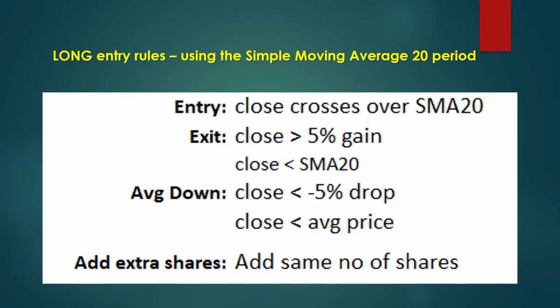We keep pairing that strategy with the second strategy, which demonstrates an entry when the closing price crosses over the simple moving average 20. We exit when the price gains at least 5% and the close breaks down through the simple moving average 20. And we average down when the share price drops by at least 5% and close is less than the average price. Now when we buy an average down, we buy the same number of shares as the previous, so we're not doubling up on the shares, and I'll explain that why when we see the results.